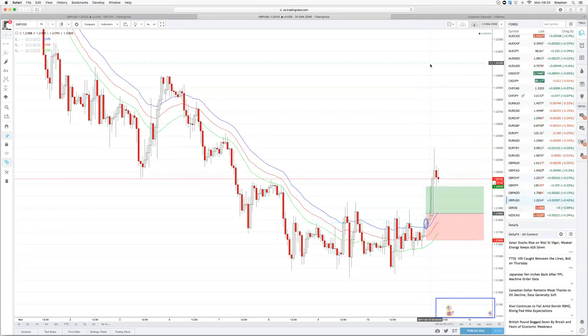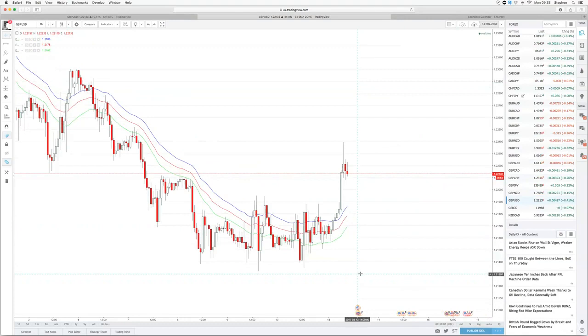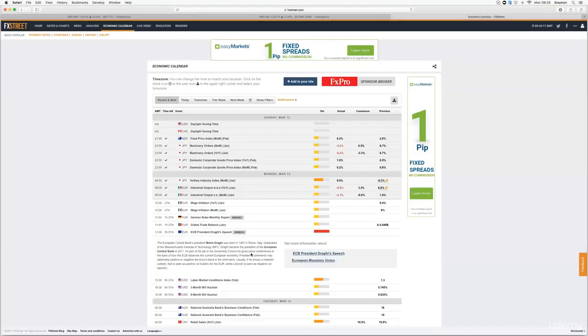So I'm just going to clear my screen quickly so we're on a completely fresh start, remove all the drawing tools, and go forward in time. I'm going to look at the economic calendar and understand that the ECB, the European Central Bank, is going to affect the whole market because it's major news.